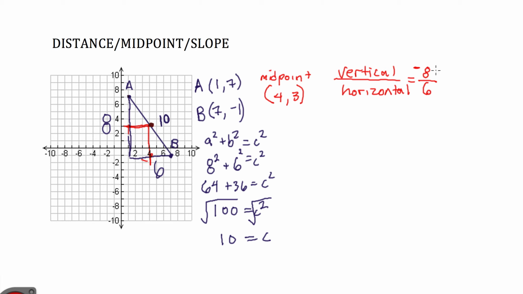So that's my slope, negative 8 over 6. But to be a good algebra student, you'd have to reduce this. So if you reduce this, what do we have? It's so difficult. I wish I had a calculator. All right, let's see. 2 goes into 8 4 times, so -4 over 2 goes into 6 3 times. Yay!